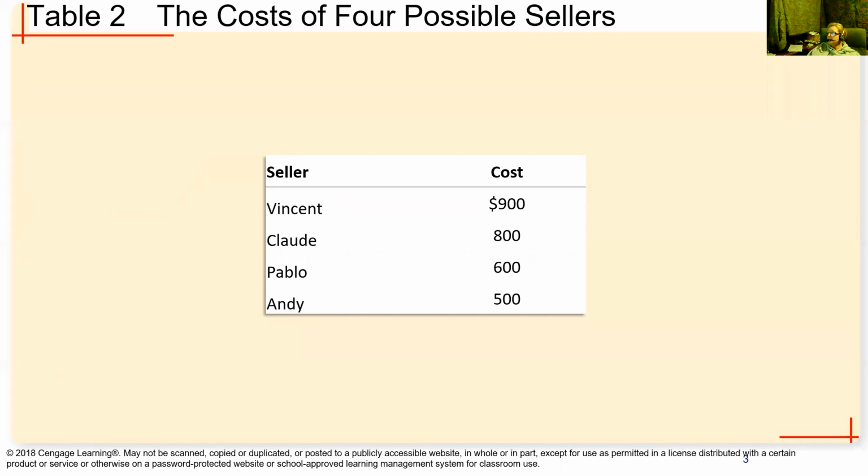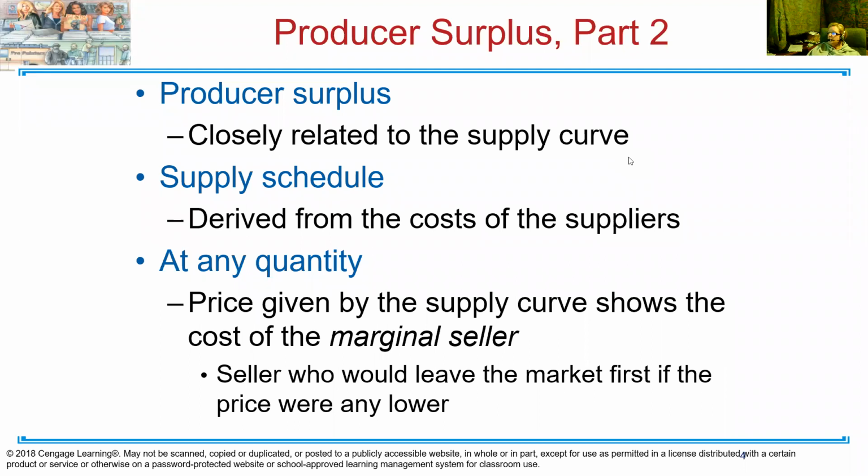Okay, and let's go ahead and move forward. So very closely related to the supply curve, as I said, derived from the cost of the suppliers. And again, we're going to look at this on a marginal basis. Remember, for us, marginal means the idea of one supplier, and then we'll put it together in the larger curve overall.